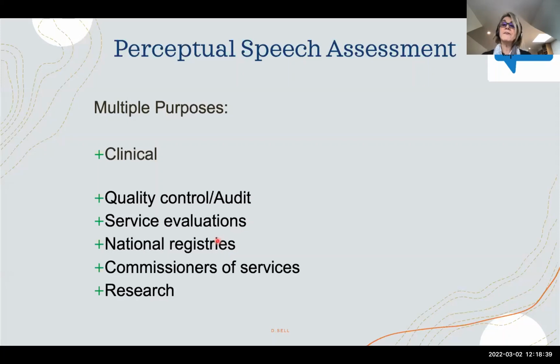Perceptual speech assessment in cleft is perhaps a little bit unique in the sense that it's used for multiple purposes. Yes, clinical assessment, the focus of today, in fact, but in addition, therapists in cleft teams have a responsibility to audit the outcomes of the surgical team through audits, and also that information going into national registries. And indeed, we also have a research role in terms of not only our own outcomes, but that of surgeons, and informing the appropriate surgical protocols.